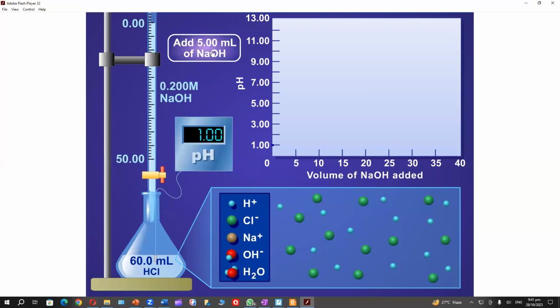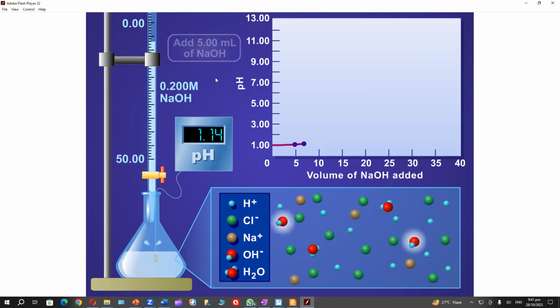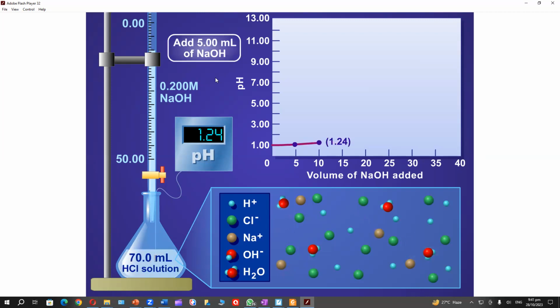Choose to add NaOH to HCl in 5.00 milliliter increments. Note that hydrogen ions H+ from the acid combine with hydroxide ions OH- from the base to produce water. Also note that as H+ is removed from solution, the pH of the solution increases. So I'm adding, as you know, this is how titration works. I'm adding 5 units every time. And this is the graph. In the paper, they can ask you to draw the graph.